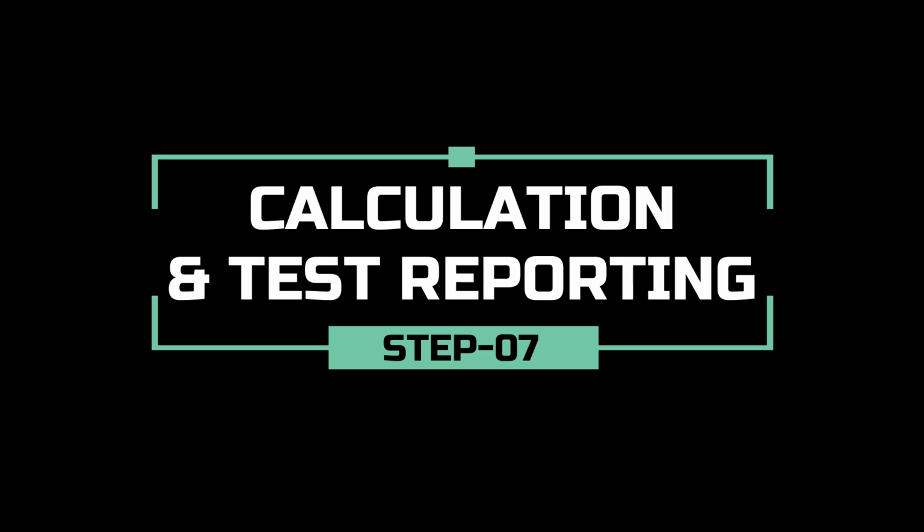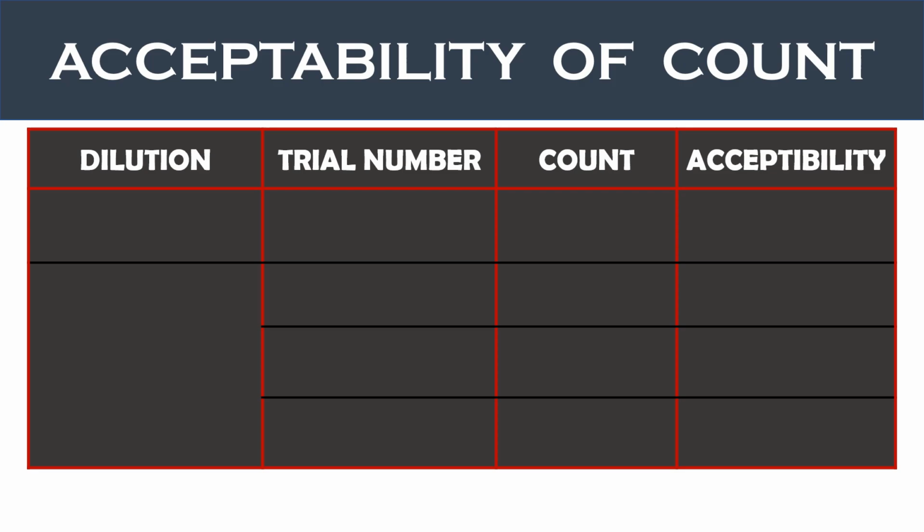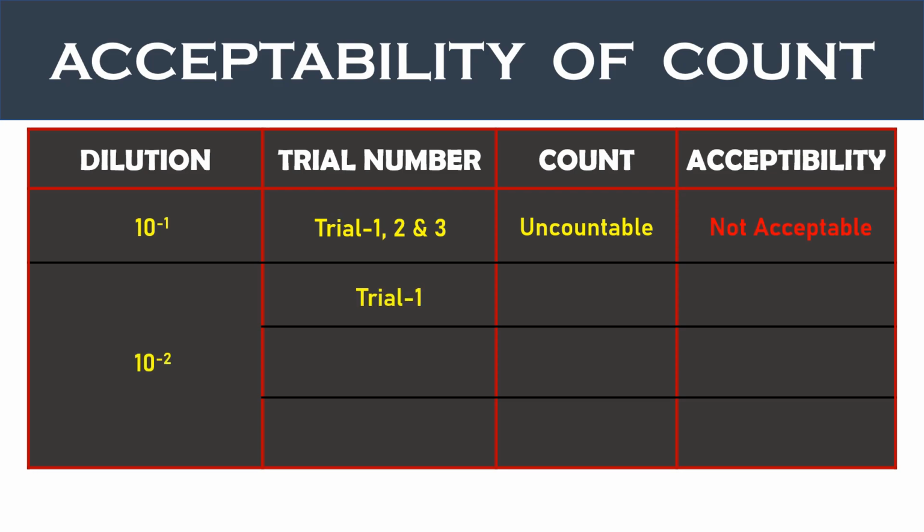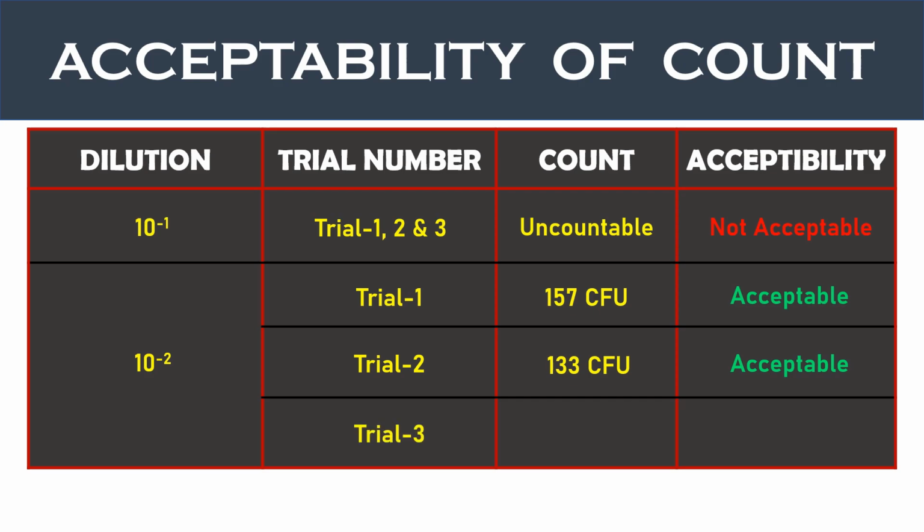Once the colonies are confirmed as Staphylococcus aureus, we will proceed to the final step, calculation and preparation of the test report. In the 10 times dilution trials, the colony density was too high across all plates, making accurate counting impossible. Therefore, these plates will not be included in the calculation. In 100 times dilution, we found 157 colony-forming units in Trial 1 and 133 in Trial 2. As a duplicate analysis, the third plate will not be included in the count.